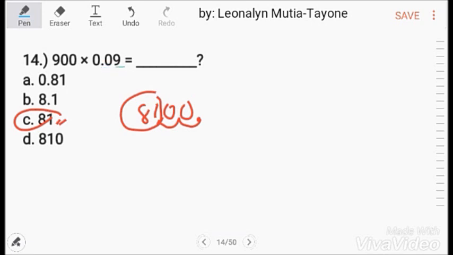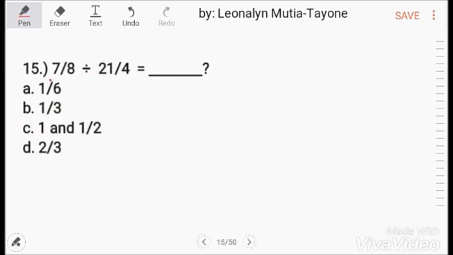Kung mag-move tayo to the right, ito namang isa mag-move ta to the left. Mag-move tayo ng to the right para maging whole number siya. So, 1, 2. Nakadalawa tayo. Nandito yung decimal dito sa 900. So, 1, 2. So, wala na yung dalawang 0 na yan. At si 0.09 naging whole number na siya. So, bali, ito ay 9 times 9. And that is 81. So, the answer is letter C.